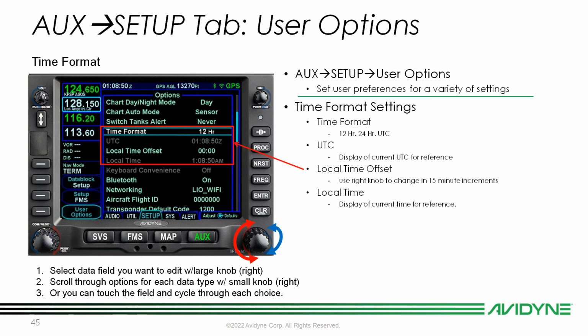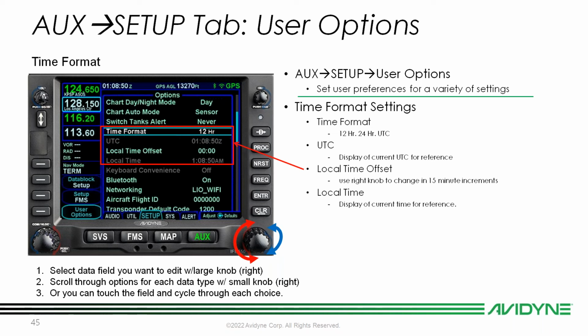Local time offset, that's going to be for whatever time zone that you're in. And that's going to be able to change in 15-minute increments. So based off your UTC time, the local time offset, whether it's -4, -5, 5.5, whatever the case is, that's how you're going to set that local time offset. And that is a plus or minus based off of UTC. So whatever your local time is, if it's plus or minus, that's how we would set that.